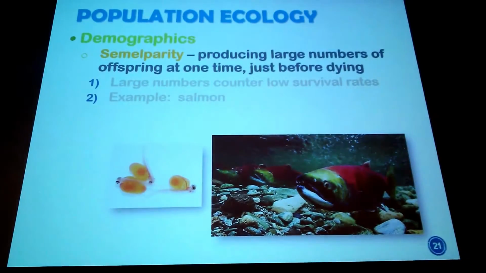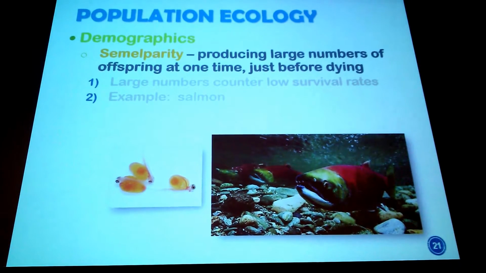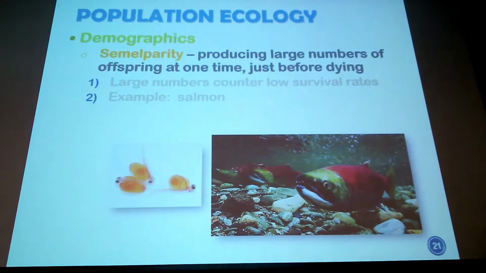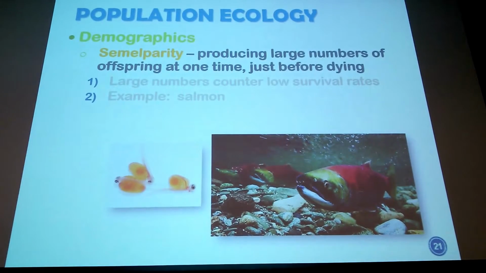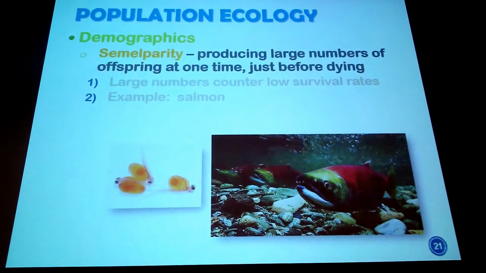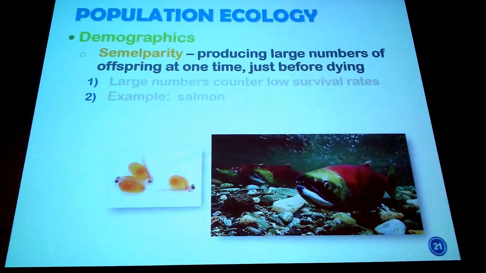Large numbers counter low survival rates. You play the percentages, especially if you're not going to be around to help raise them up. Salmon swimming upstream exhaust themselves so much when returning to their breeding grounds where they were born that there's not much life left in them. So they'll produce enough sperm and enough eggs to hopefully get you to the next generation.